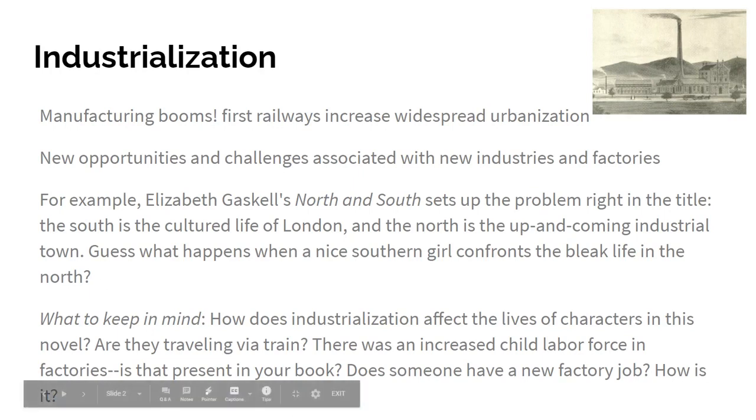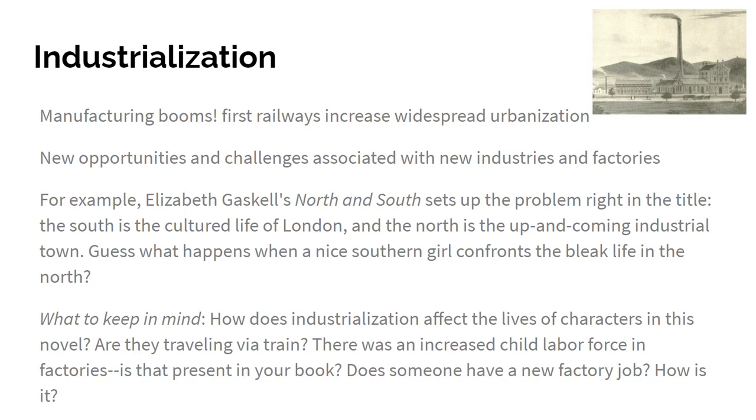So as you're reading your book, some things to keep in mind. How does industrialization at this time in history affect the lives of the characters in the novel? Are they traveling via train? Are they a child who is working? As factories increased in number, there were more jobs and the workers got younger and younger. Do you see any of that in your book? Does anybody have a new factory job, and how is it? What conditions were there?